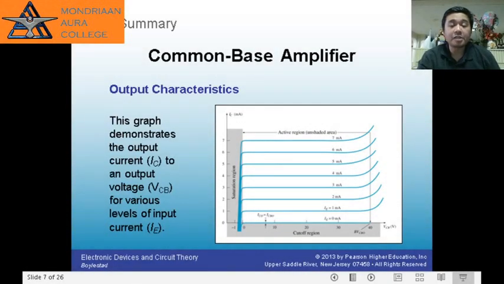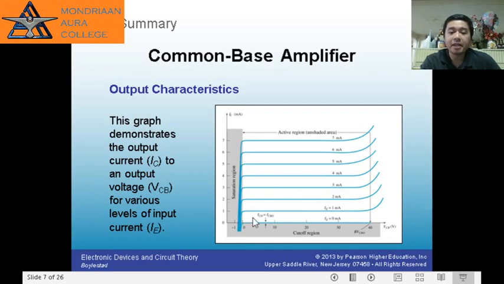Pumunta naman tayo dito sa output characteristic curve natin para sa common base amplifier. Dito naman sa ating output characteristics, ang dependent variable, which is on your y-axis, is I sub C. Ang independent variable natin is VCB. Therefore, si I sub C ay nakadepende kay VCB para dito sa graph na ito. Kung mapapansin natin, habang nag-i-increase yung ating VCB from left to right, anong nanonotice natin doon sa I sub C? Nag-i-increase siya.